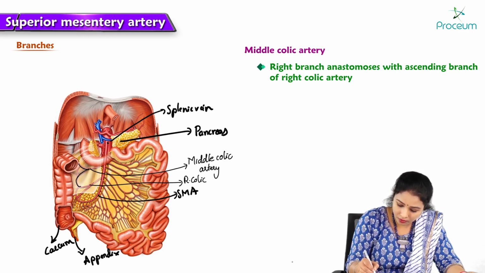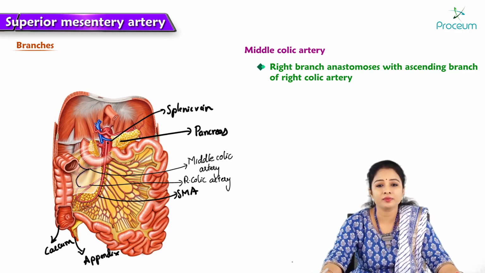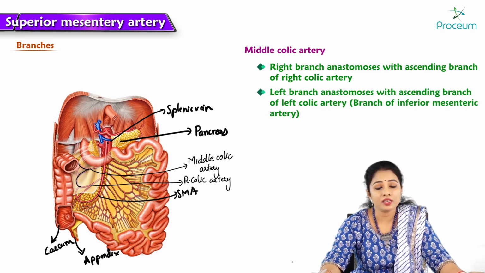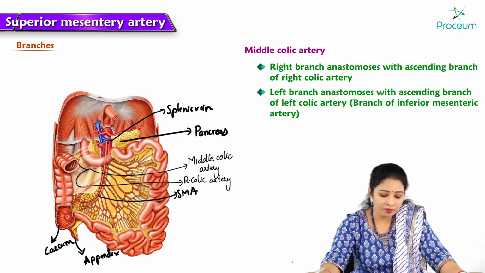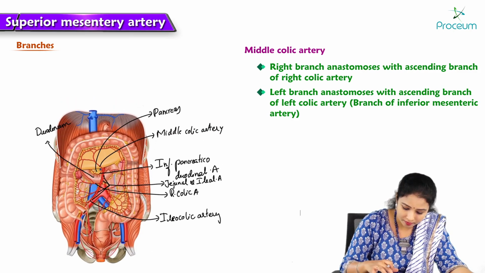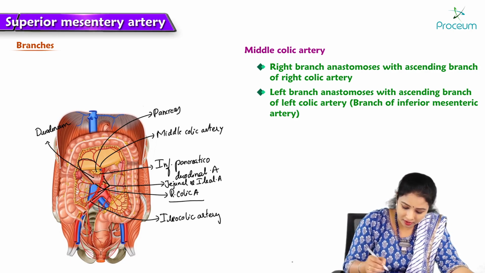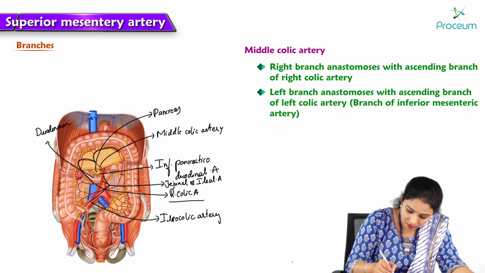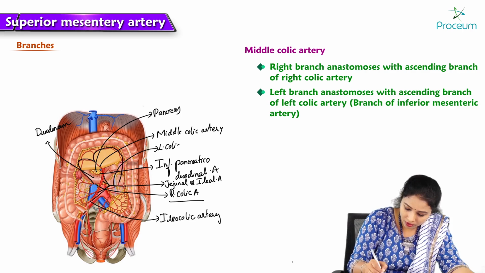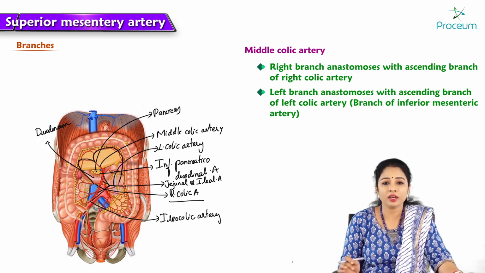We can see it forms an arcade by anastomosing with the right colic artery. Right colic is in turn a branch of the superior mesenteric artery. And the left branch anastomoses with the ascending branch of the left colic artery. So, the left branch we can see. The right branch anastomoses with the right colic artery and the left branch anastomoses with the left colic artery. This one is the left colic artery.